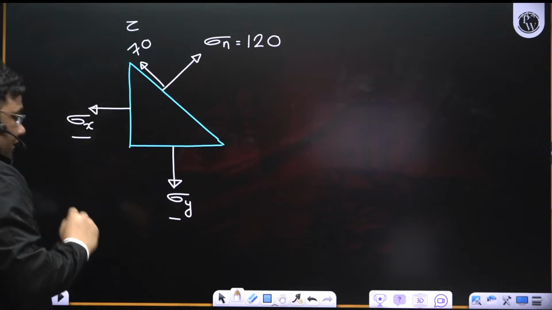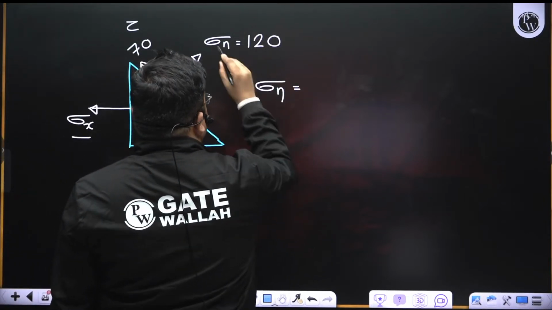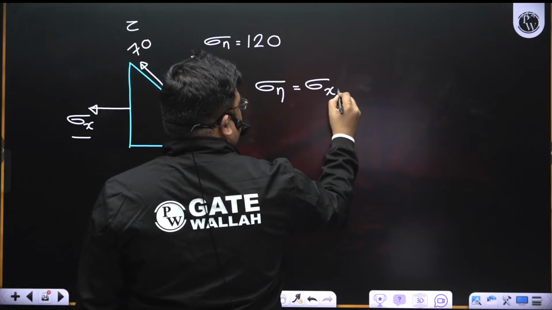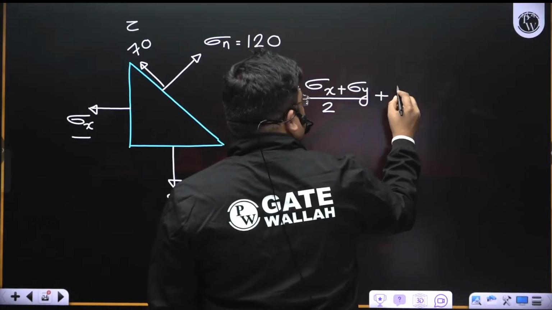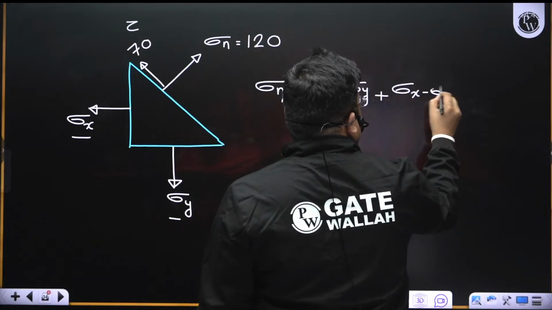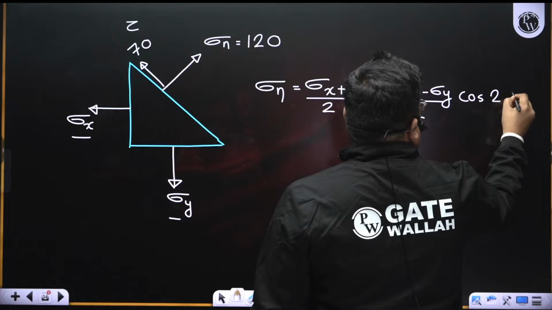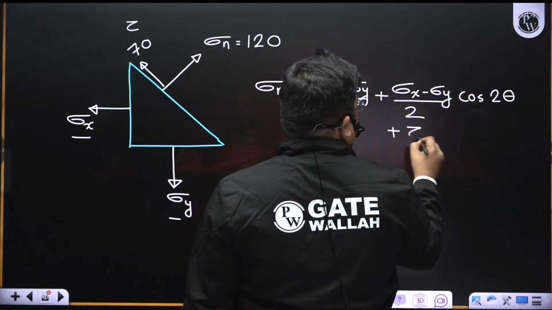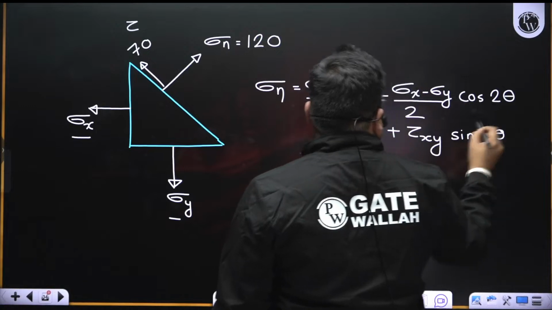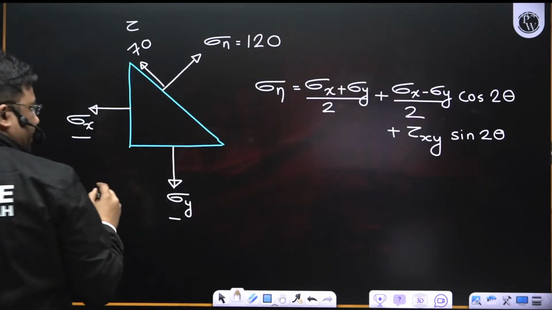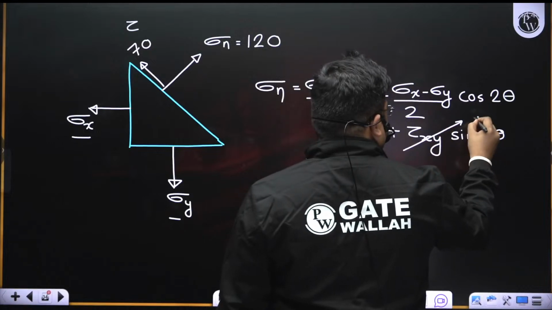Now how to solve this kind of question? We know the equation for the normal stress: sigma x plus sigma y divided by 2, plus sigma x minus sigma y divided by 2 cos 2 theta, plus tau xy sin 2 theta. Here in this diagram tau xy is not given, that means tau xy is 0, so this term is 0.